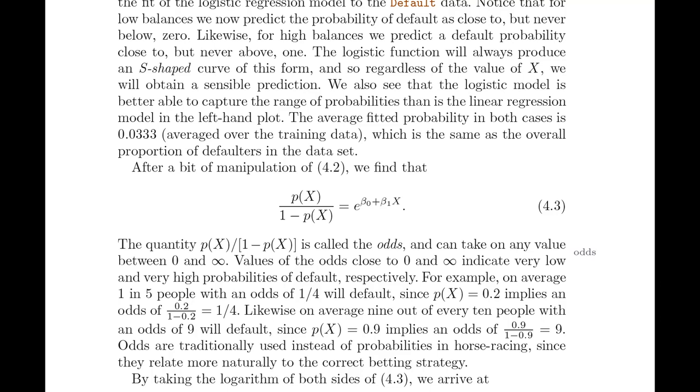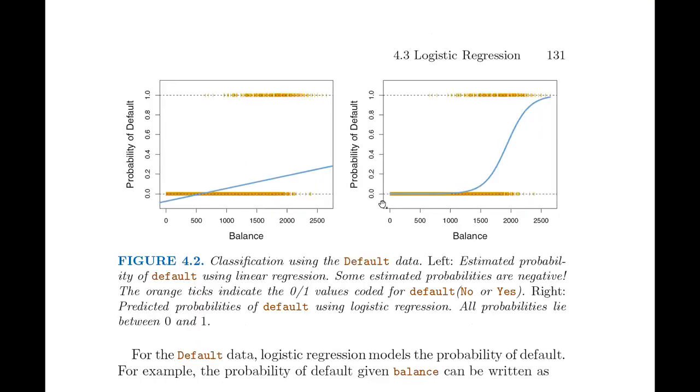Now, given that we're working with qualitative data, where the outputs aren't, if you will, on a continuum, but there's a very clear demarcation line, it's 0 or 1, to be interpreted as the probability of default given a specific balance. 0 means does not default, 1 means defaults.